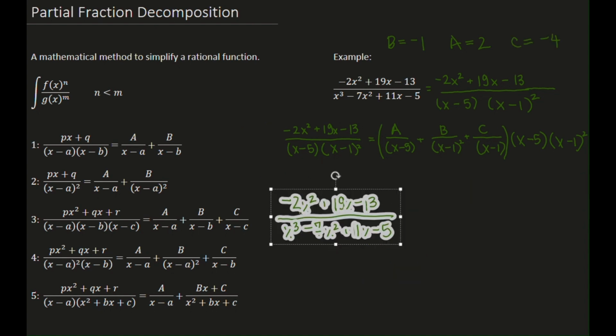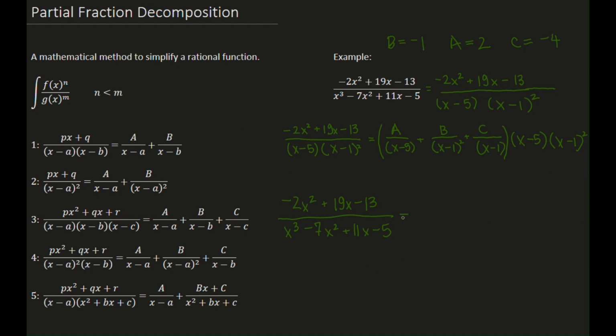Now that I know the values for a, b, and c, I can plug them into the original formula following form 4. A is 2 divided by x minus 5 minus, because I have a negative 1, 1 over x minus 1 squared minus 4 over x minus 1. And this is the solution for the partially decomposed fraction of form 4.